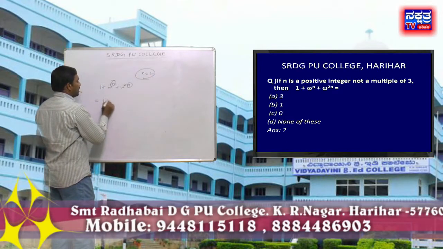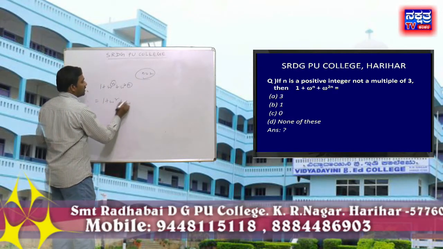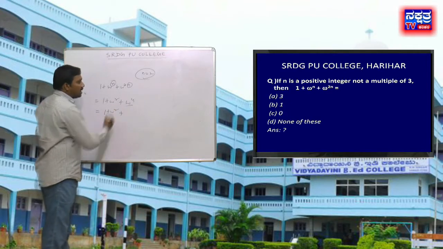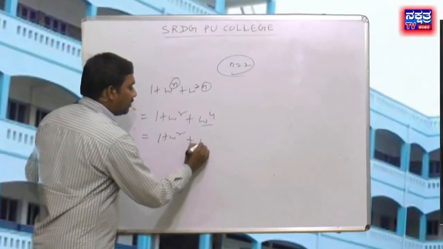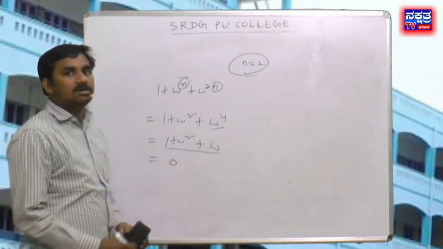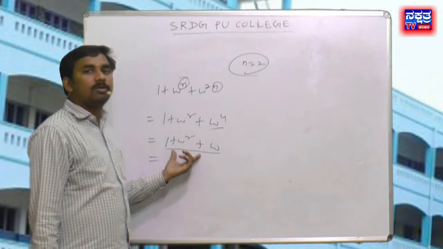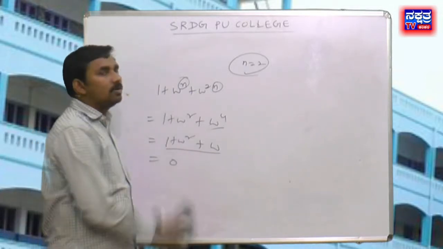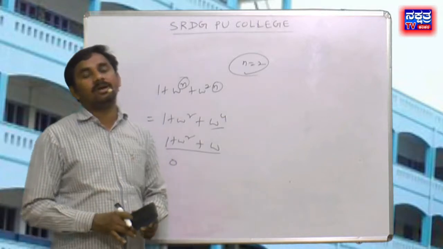If n is not a multiple of 3, you can take n equal to 2 for verification. Then it will become 1 plus omega square plus omega power 4. 1 plus omega square plus omega cube is 1. Then the remaining is omega. So 1 plus omega plus omega square equals 0. So it is the cube roots of unity. That value is 0.